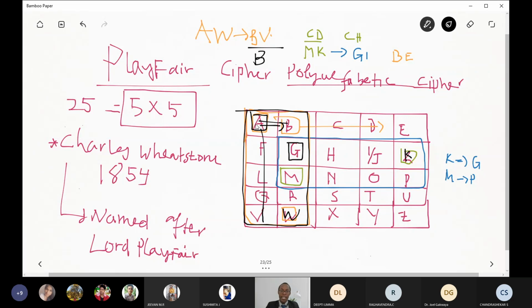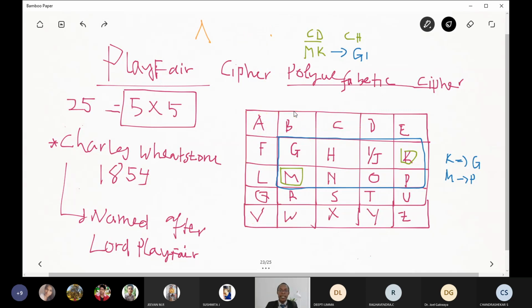For example, if you take A and U, let's take A and U. Let me do it fast and remove this one. Okay, and let me take A and W. What will you do? You cycle where they belong. There will be the corners. This is the first corner of the plain text, and this is the second corner of the plain text.